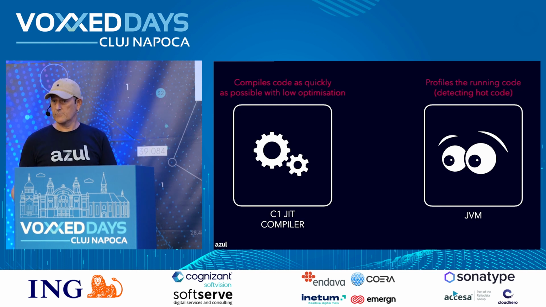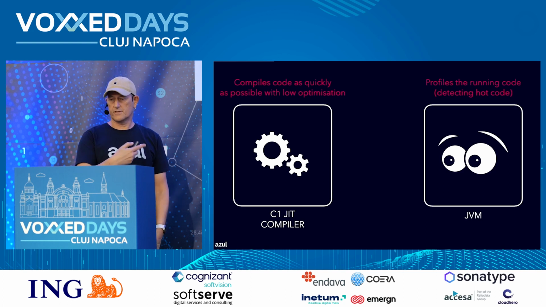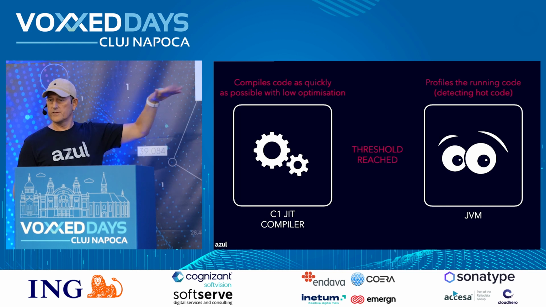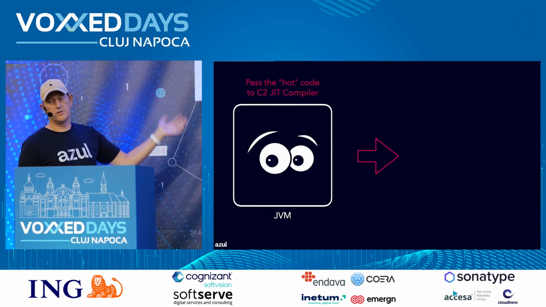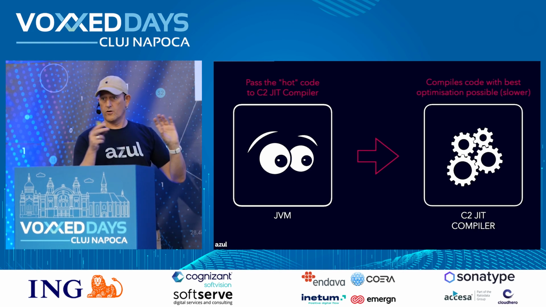And then again, the JVM is watching that code, and again it starts to count how often this code was called. Then there is another threshold. If this is reached, the JVM says, well, wait a minute, we take that code and put it into the C2 compiler, because the C2 compiler is much more complex.